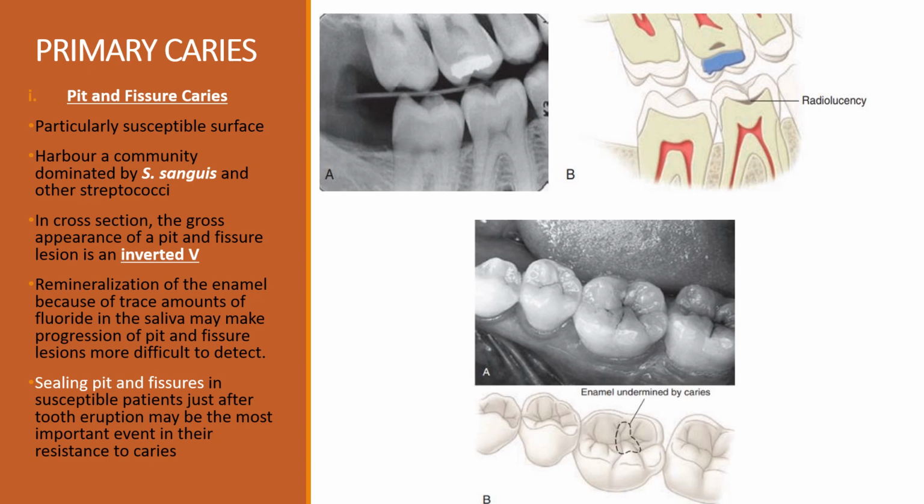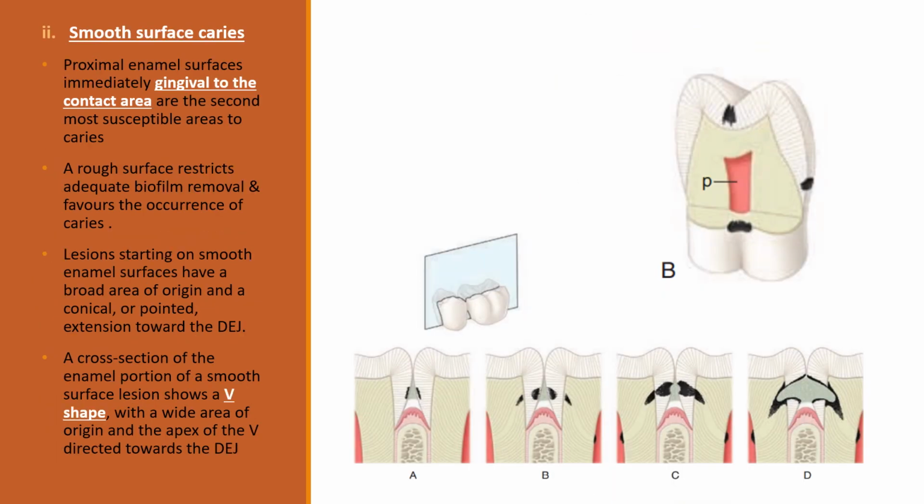So it starts spreading laterally as it approaches the DEJ. That is why it always has an inverted V shape in cross section. Remineralization of the enamel happens very often because of trace amounts of fluoride in the saliva, so it makes the progression of pit and fissure lesions very difficult to detect. Sealing the pit and fissure in susceptible patients after tooth eruption is one of the most important treatments that we can do to increase the resistance to caries.